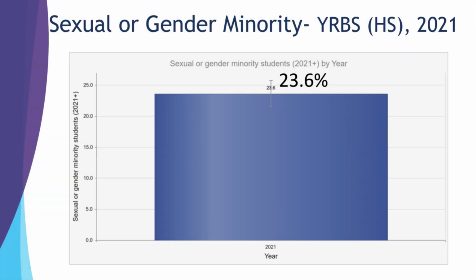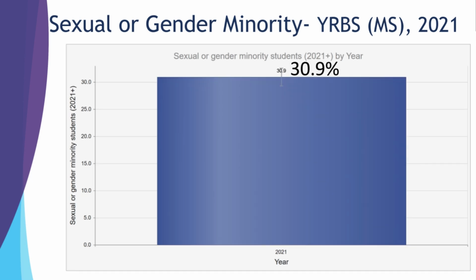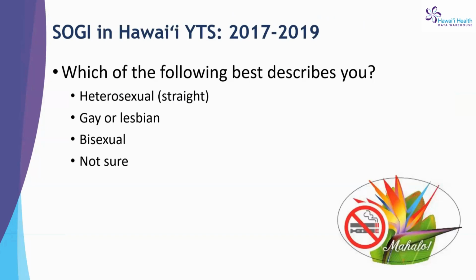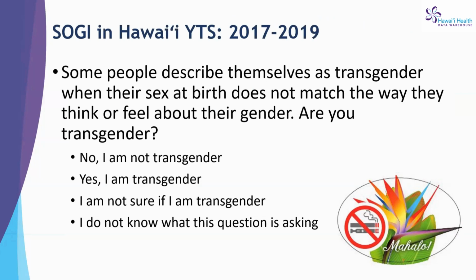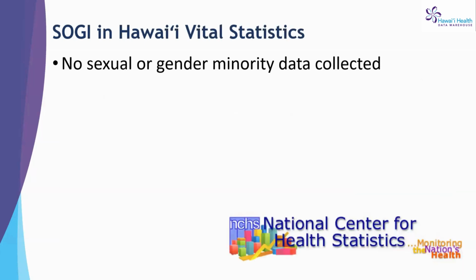So taken together, we see that 23.6% of high school students identified as a sexual or gender minority. 30.9% of our middle school students did. So this still represents a good portion of our community. In our youth tobacco survey, we asked about sexual orientation beginning in 2017, but unfortunately the survey was suspended after data collection in 2019, so more recent data is not available. However, you can look at the indicators by sexual orientation and transgender, which we started asking in 2017, for these indicators.